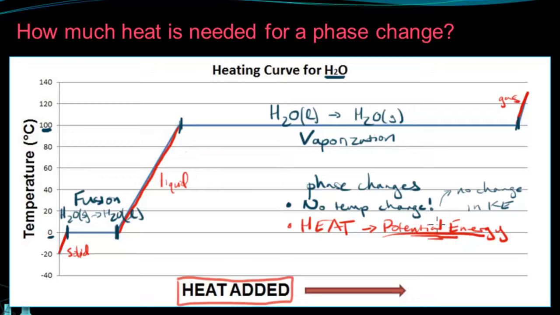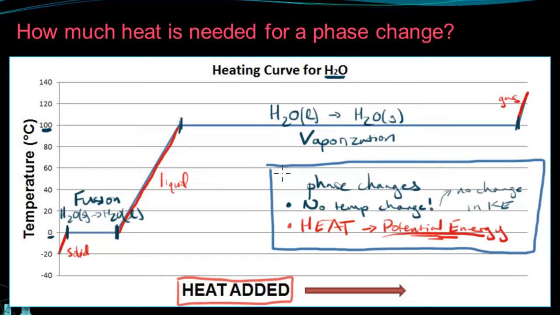So during a phase change, there's no change in kinetic energy, but there is a change in potential energy. And that should make sense, because molecules in the gaseous state need to be further apart than molecules in the liquid state. Molecules in the liquid state need to be further apart than molecules in the solid state. And potential energy is the energy of position. So that's a major idea for this section, that phase changes involve a change in potential energy, but no change in kinetic energy.